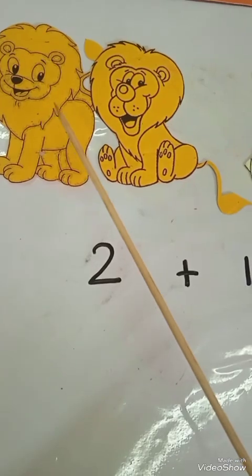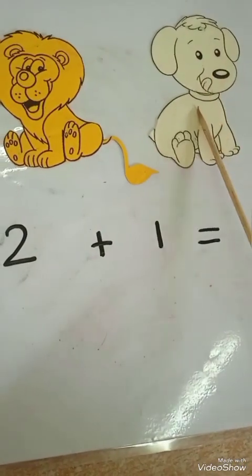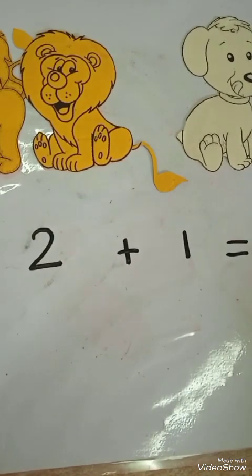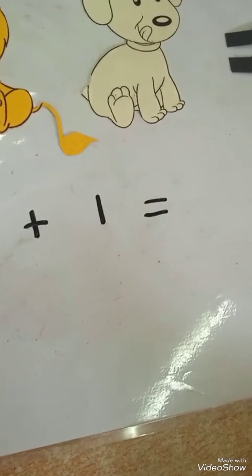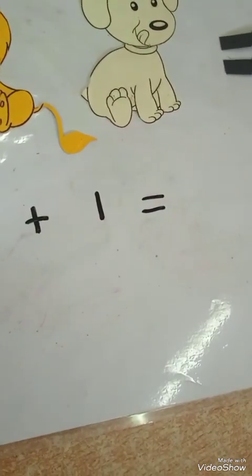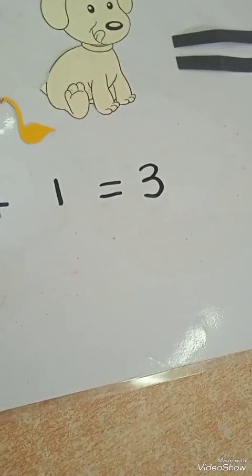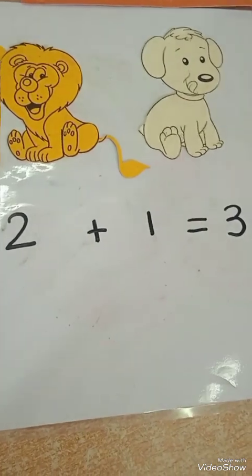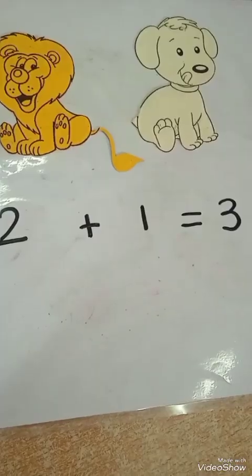Now we will count these animals all together. Count with me. 1, 2 and 3. So how many animals are there all together? 3. So which number we are going to write here? Very good. We will write 3. So these are 3 animals when we will count them all together and when we will add them.